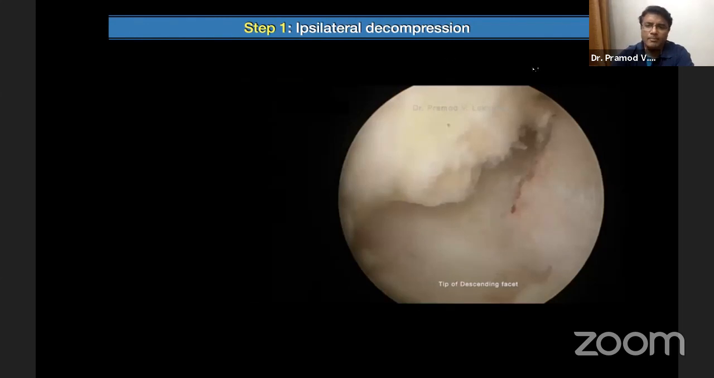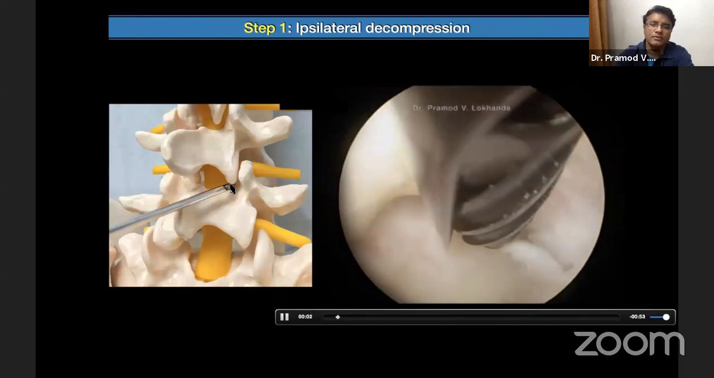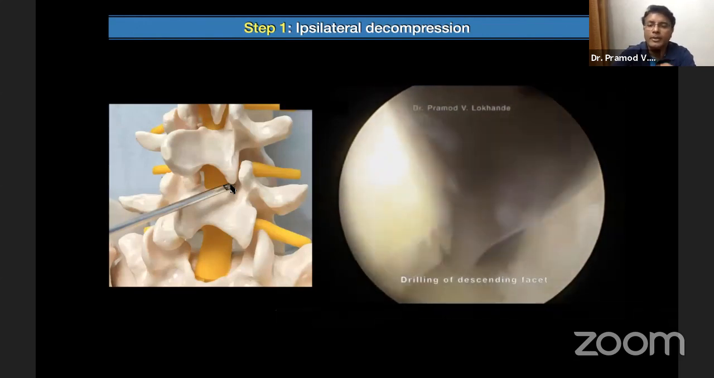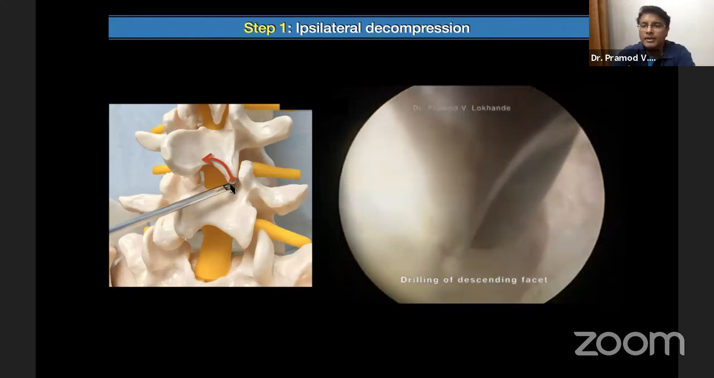So this is the tip of the descending facet. This is the descending facet. This is the ligamentum flavum. This is the ascending facet here. And from here you start the drilling like this. So this is how you start at the tip, go along the medial margin like this to reach the superior lamina.